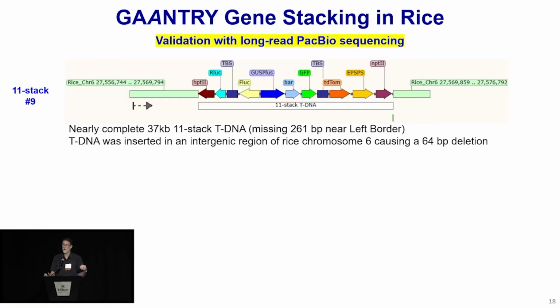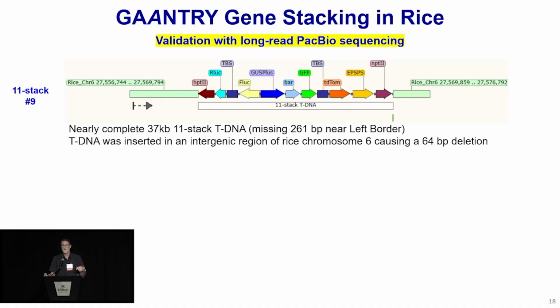And so we used long read PacBio sequencing, first to look at 11 stack number 9. And I'm just showing diagrammatically what we found from that long read sequencing. We validated that it contained a complete 37 kilobase 11 stack tDNA. It was only missing 281 base pairs near the left border. And obviously that wasn't a functional loss because the HPT2 selection marker still worked in this event.